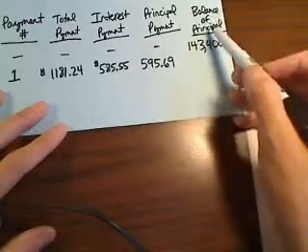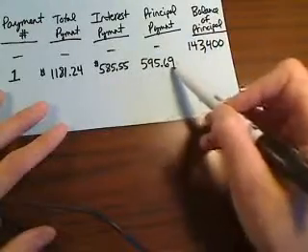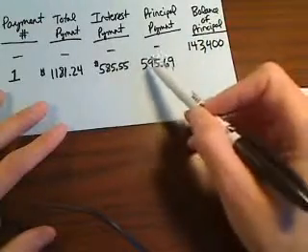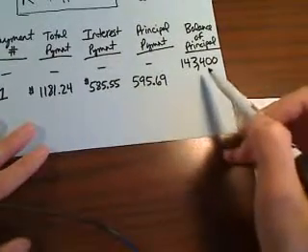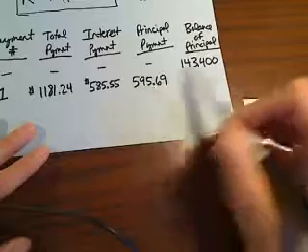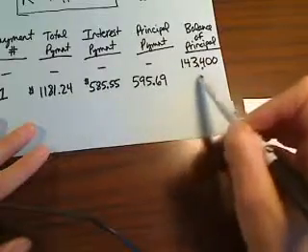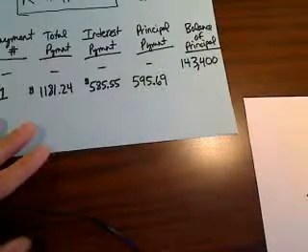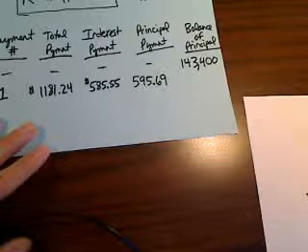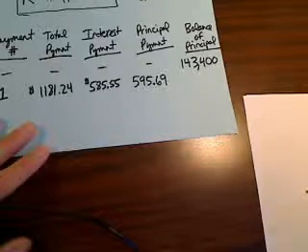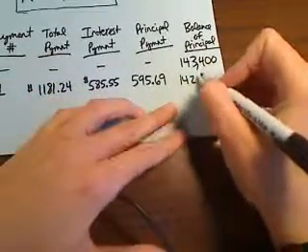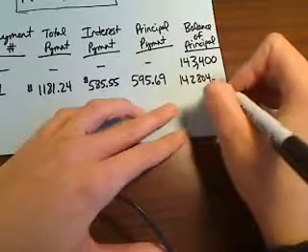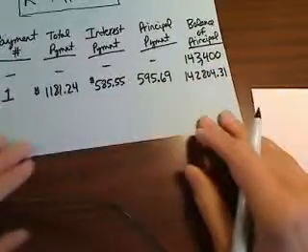And if you want to know the balance on the principal, then what we're going to do is take this amount right here, this 595, that amount was applied to the principal, and so if we subtract this from the principal, that tells us what our new balance is. Okay, so 143,400, and then minus the 595.69, and your new balance is $142,804.31. Okay.